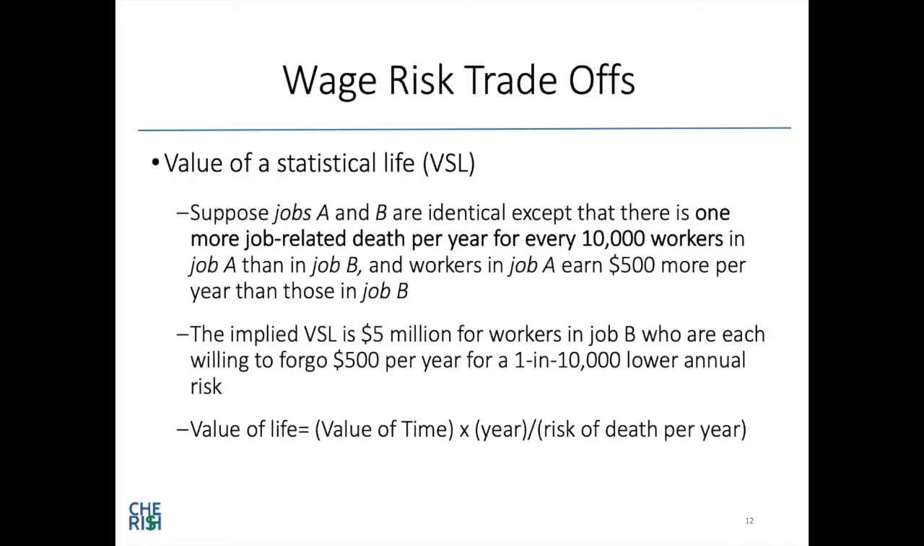This is an example from Drummond et al., originally extracted from Fisher et al. in 1989. Suppose you are comparing two jobs, A and B, and they are identical, but job A has a higher risk of death than job B, and the people in job A earn $500 more per year than those in job B. Using the Jones-Lee approach gives the value of life of $5 million, because workers in job B are willing to forego these $500 a year to forego a 1 in 10,000 risk of mortality. This translates to value of statistical life, or VSL.